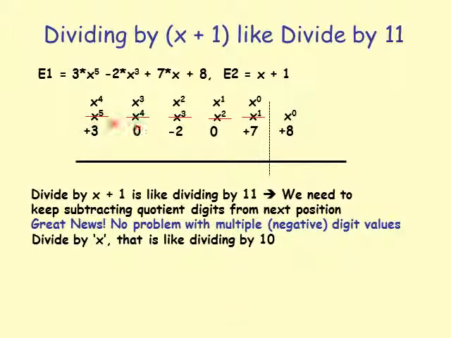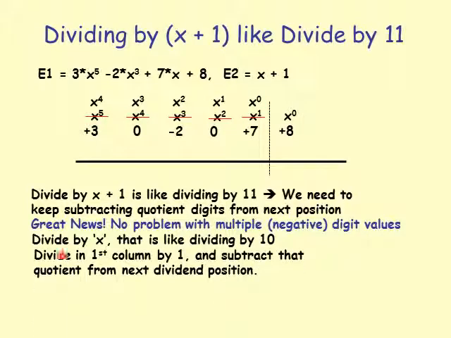When I divide x to the fifth by x, I get x to the fourth. When I divide x to the fourth power by x, I get x cubed. When I divide x cubed by x, I get x squared. When I divide x squared by x, I get x. When I divide x by x, I get a constant term, and the remainder is a constant term.